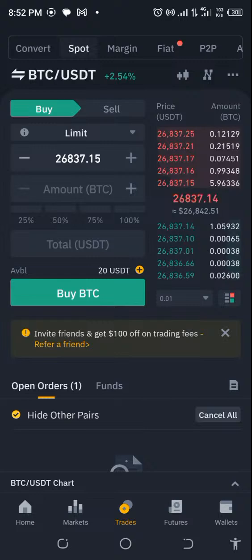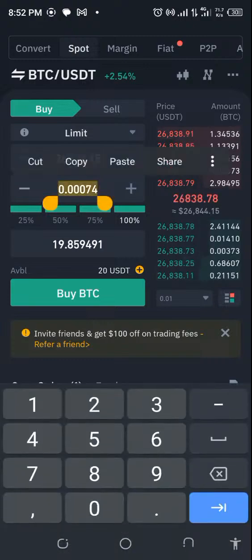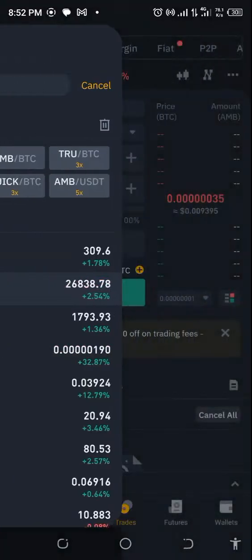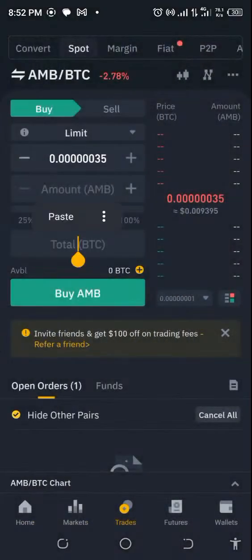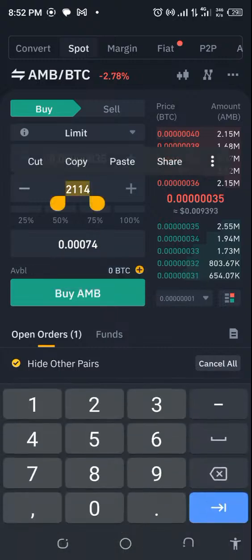So we're going to do the simulations first. We've got our $20 waiting here, but it's only picking up 19.85. Well, we're going to work with that. So just take note of that very well. And we'll copy that and go all the way to AMB BTC and buy that right away. Okay, so we have 2114. Let's copy that. All right, so we've copied it.